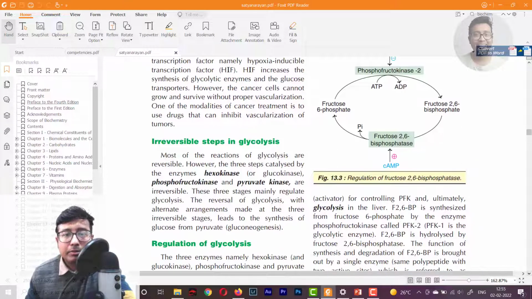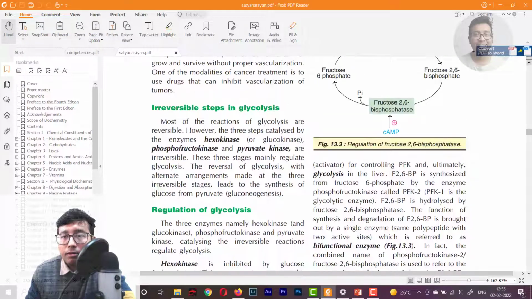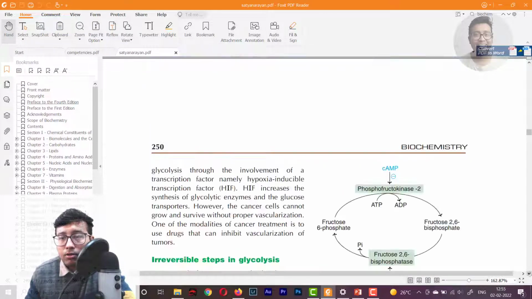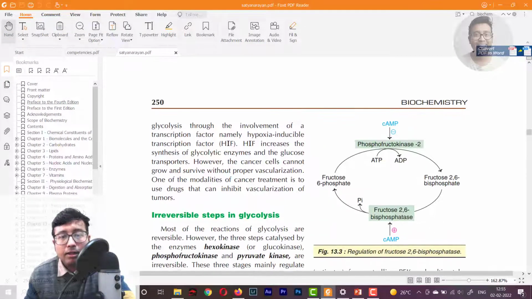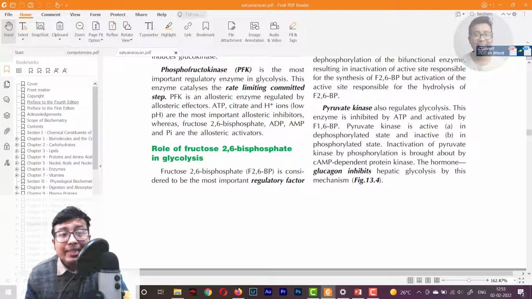See, irreversible steps in glycolysis. Of course, this is very important. You need to know this. And this diagram is important because it tells you about the regulation of glycolysis. So regulation of glycolysis you need to know for oral viva. We move on. This is extremely important. Mind it, this will help you fetch honors marks if needed.